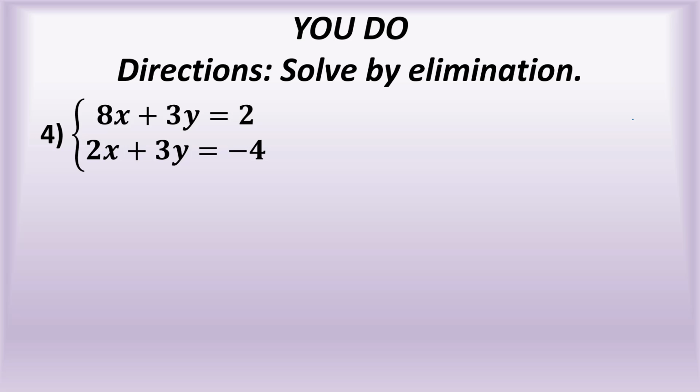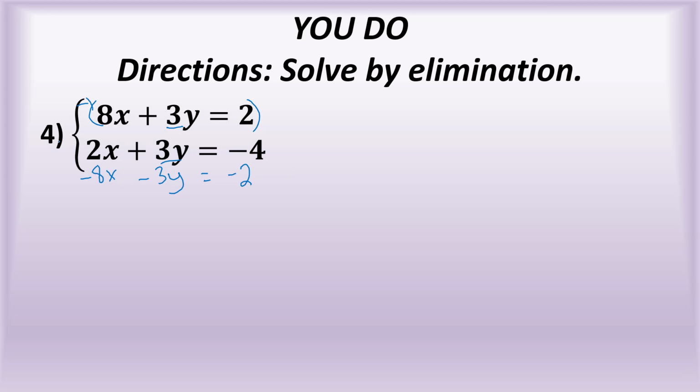Again, pause the video. Give this problem a try. All right, welcome back. We should have noticed that both of these 3y's have the same coefficient. We just need one of them to be an opposite. So I'm going to do the same. I'm going to multiply my first equation by -1, which will give me a -8x, a -3y, and a -2.